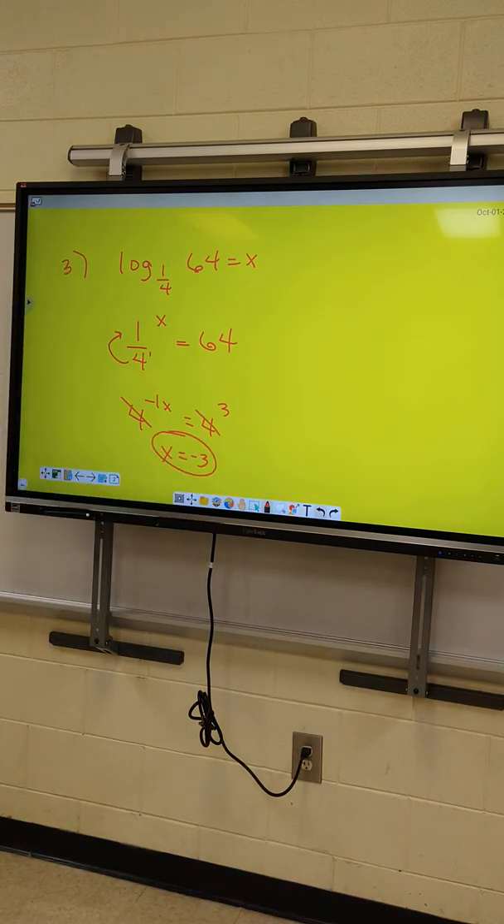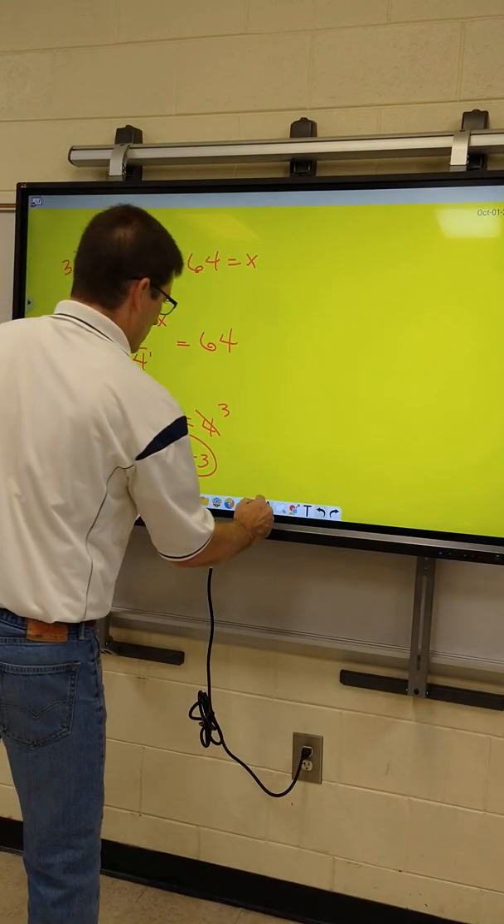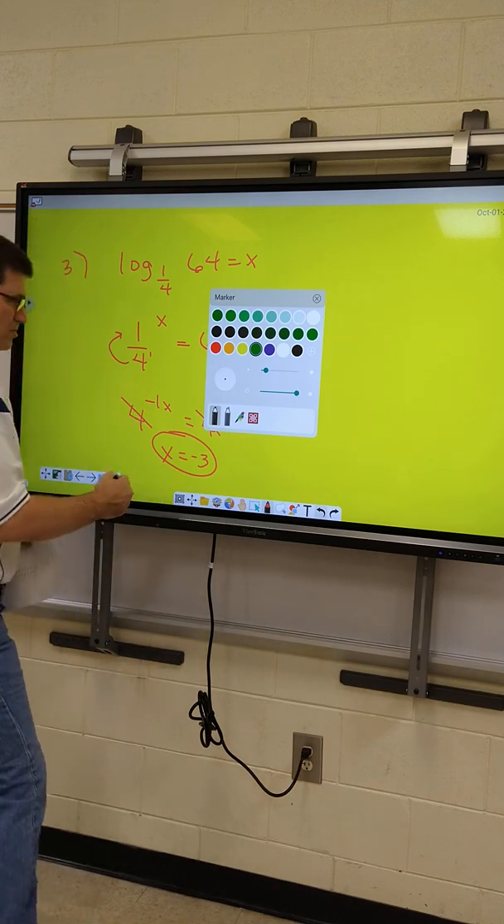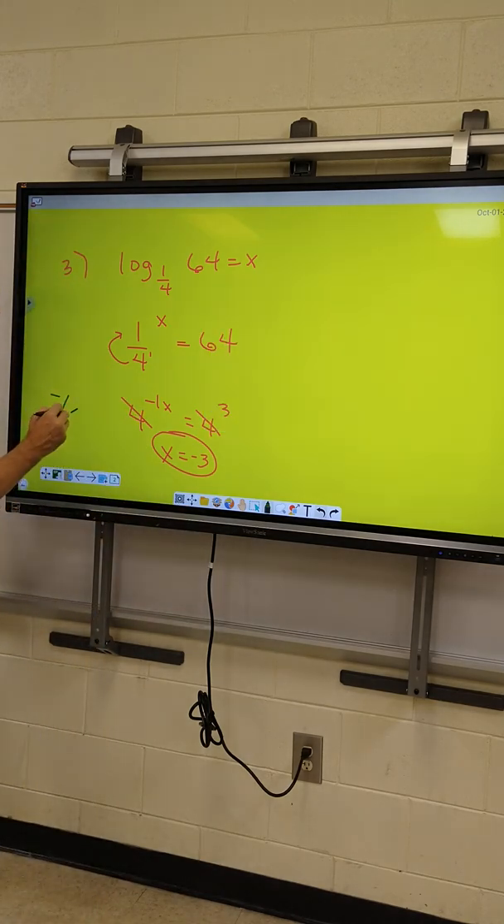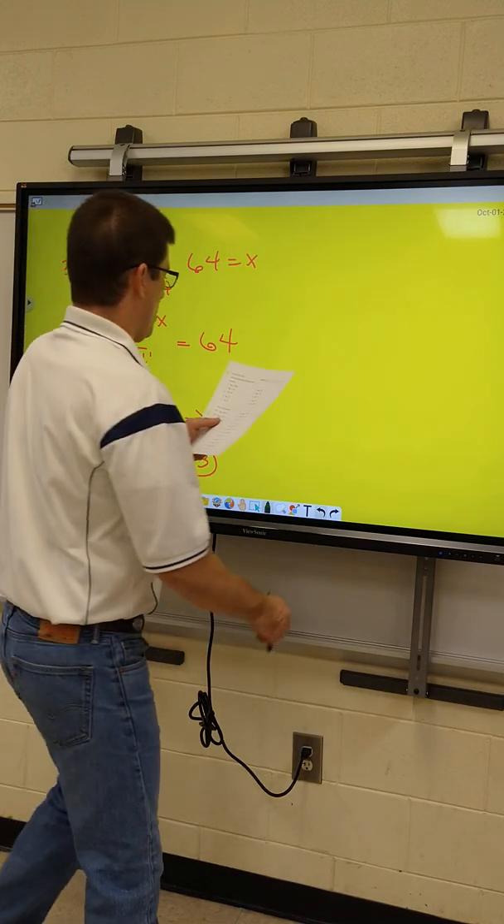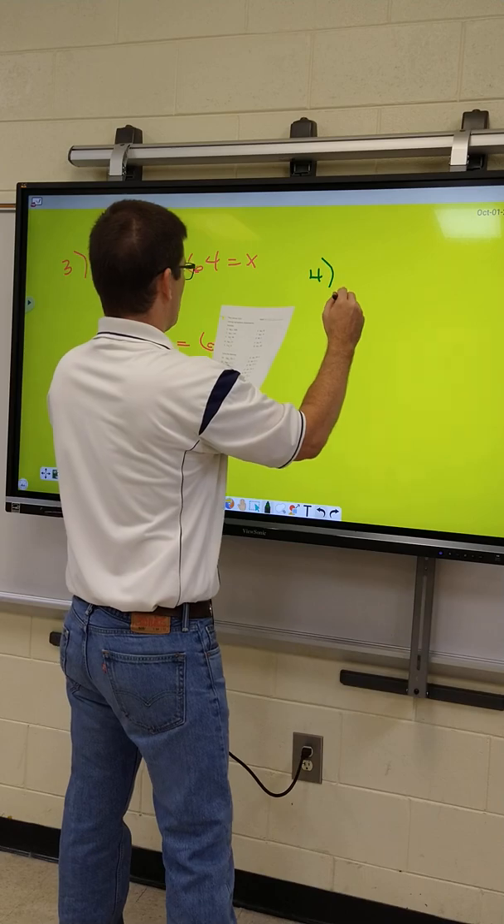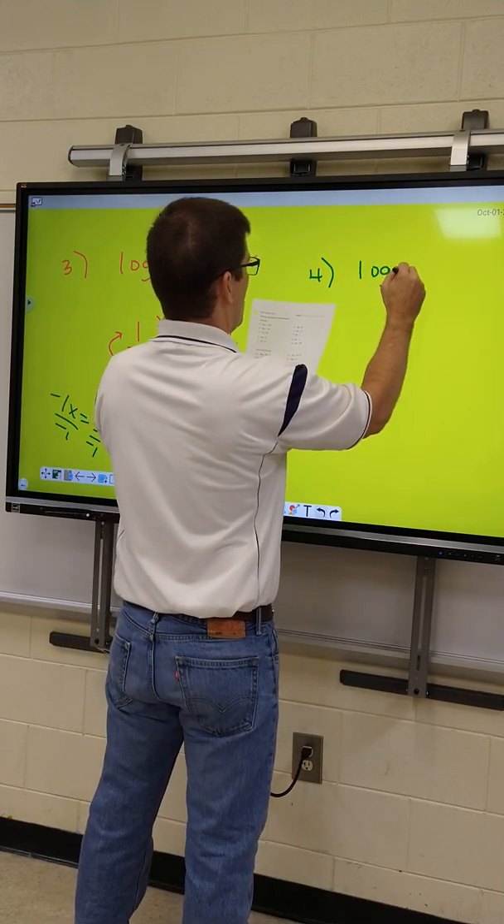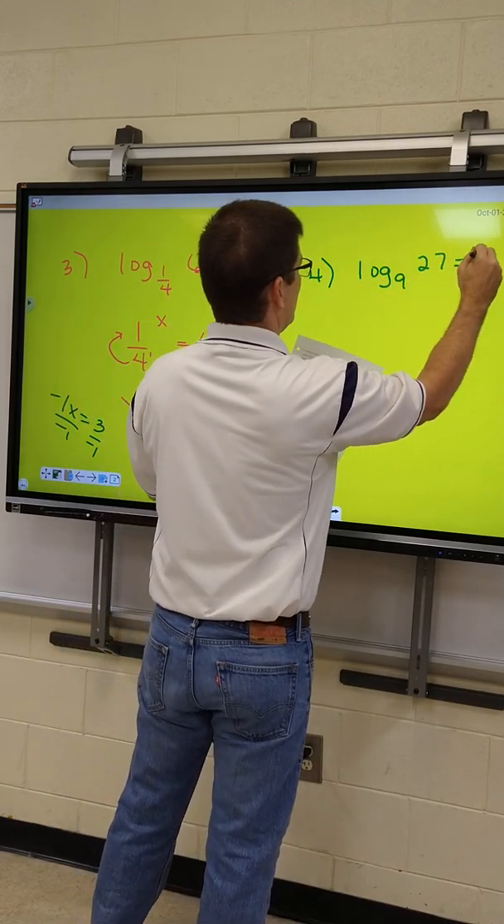All right, so that wasn't bad. What do you do with the negative though? I divided both sides by negative 1. It was negative 1x equals 3, and I divided by negative 1. I skipped a step. All right, so let's go to 4. Log base 9 of 27 equals x.